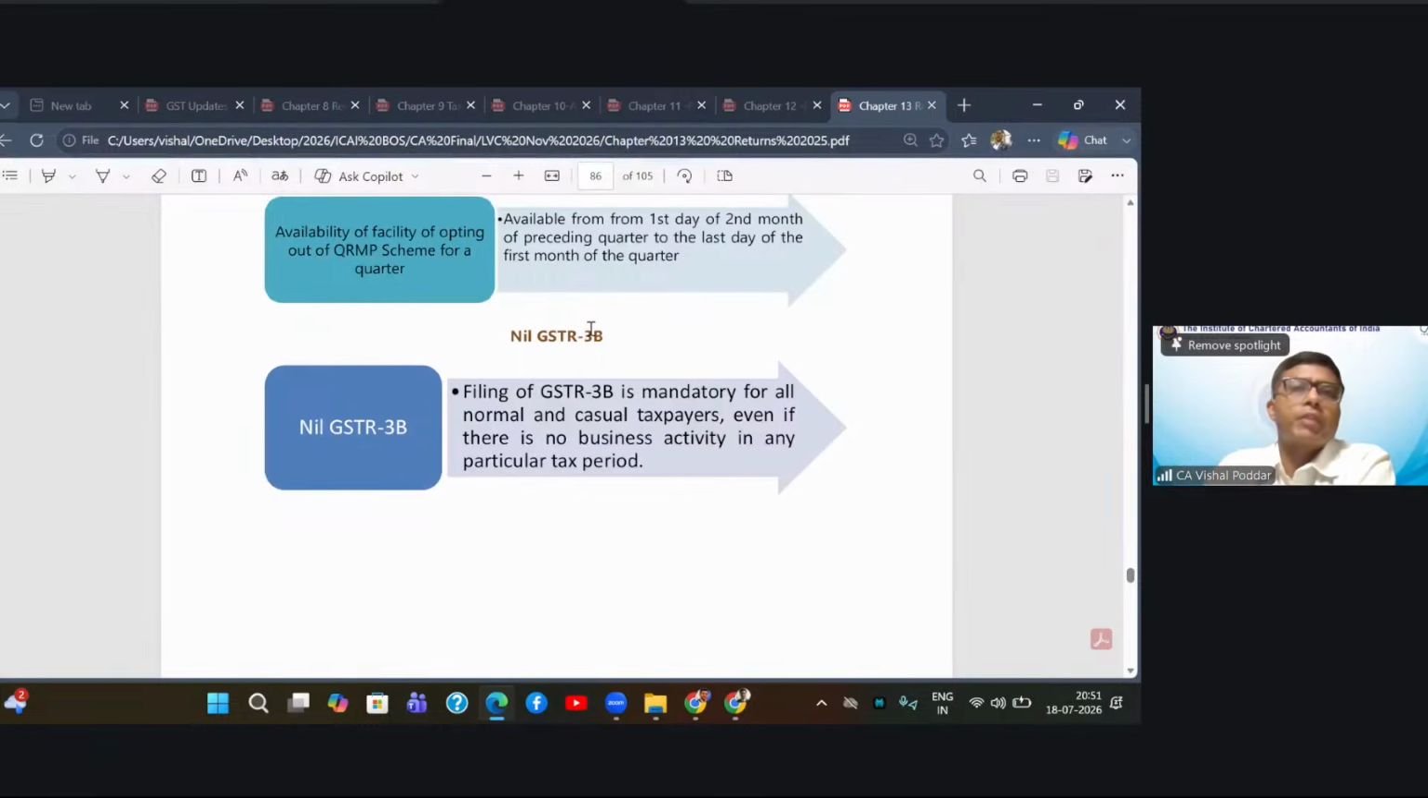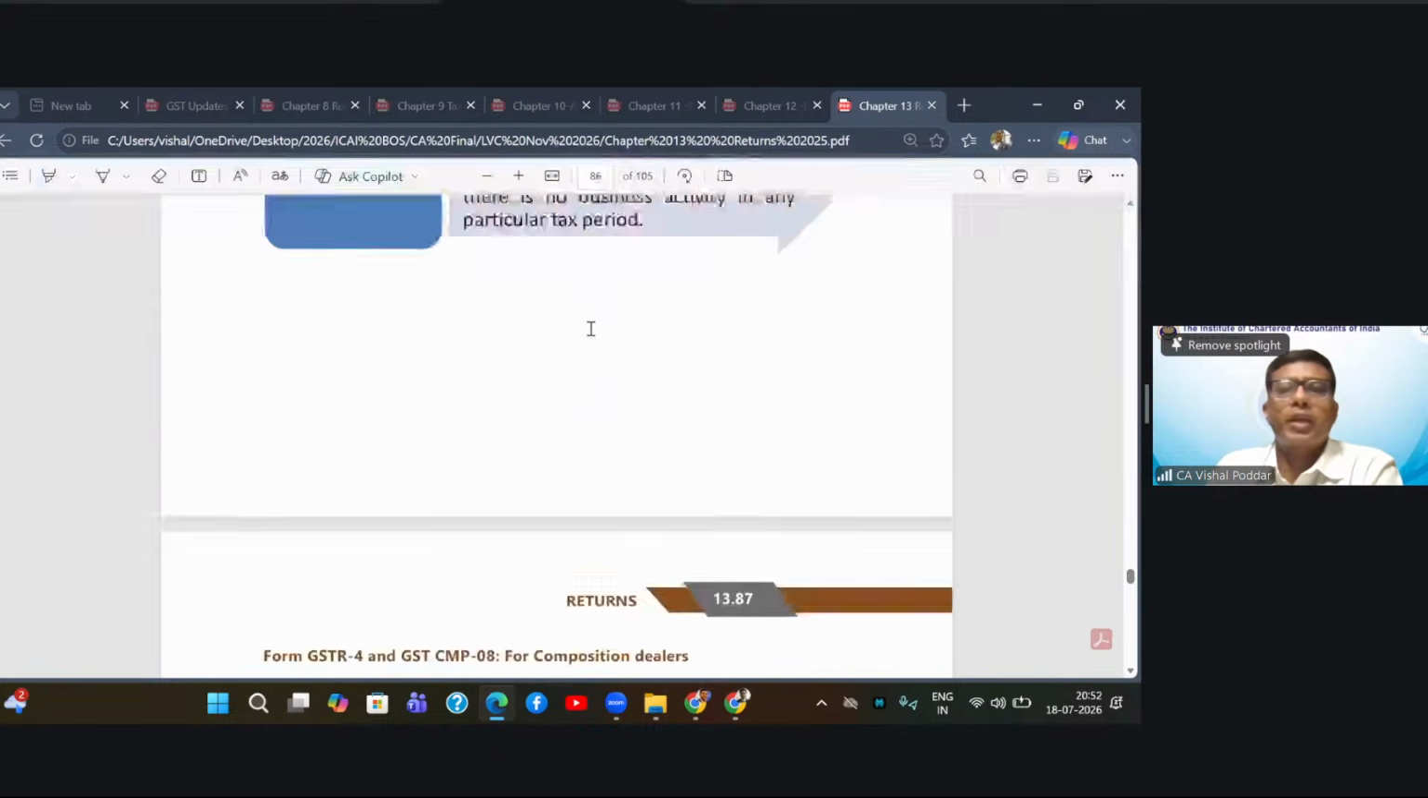Now, same like GSTR 1, 3B can also be filed nil. Again, first point, filing of 3B is mandatory for everyone, even though there is no data, but still 3B has to be filed. Maximum what can be done? 3B can be filed nil.